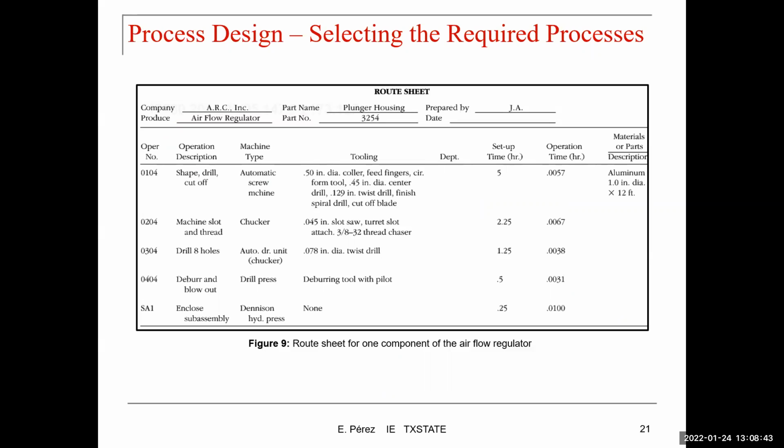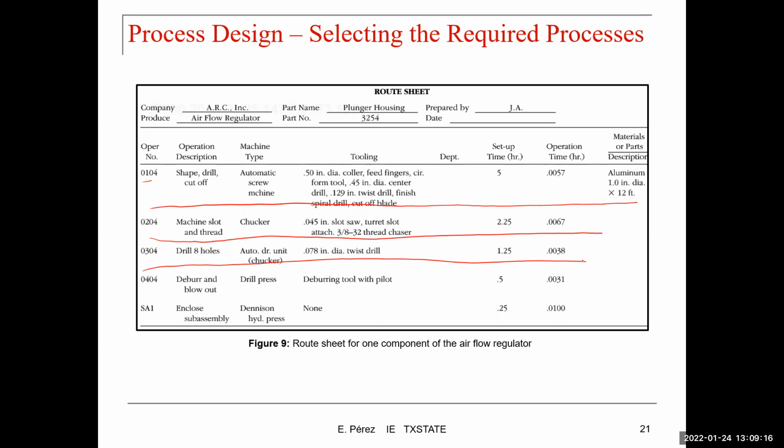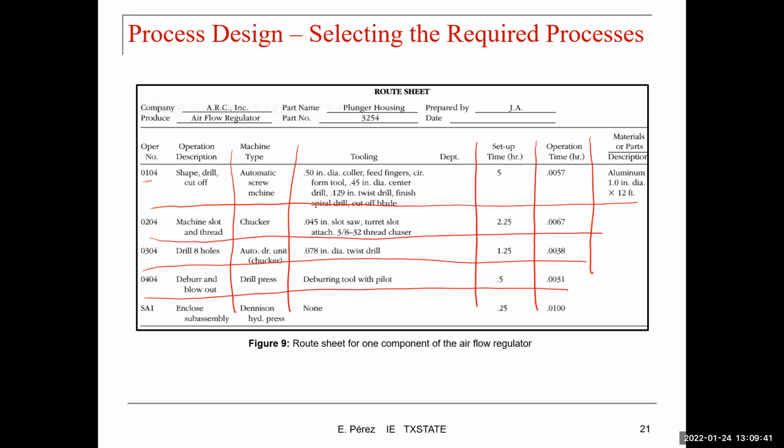This is the route sheet in figure 9 for one component of the airflow regulator. Okay, so we have operation number, the operation description, and the machine type that is going to be used, tooling, the setup time. So we discussed this first piece already. This was for 0104. But then we have an additional list of operations that are also part of this product. So we have the machine slot and thread, the drill 8 holes, the burr and blowout, and the closed subassembly. Each one of them has a machine type requirement, tooling, a setup time, an operation time, and materials or parts.